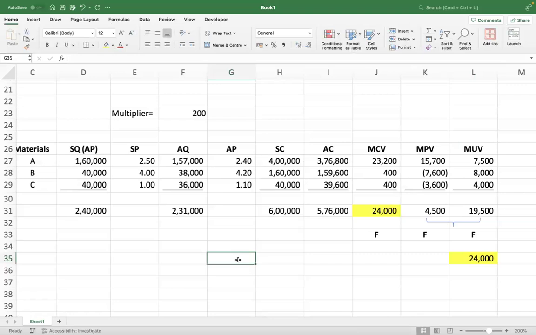What are the action items that come here? There is no action item with respect to consumption. Consumption is perfectly okay. You will see all three are favorable. The only action item is to renegotiate the prices with the vendors of B and C.